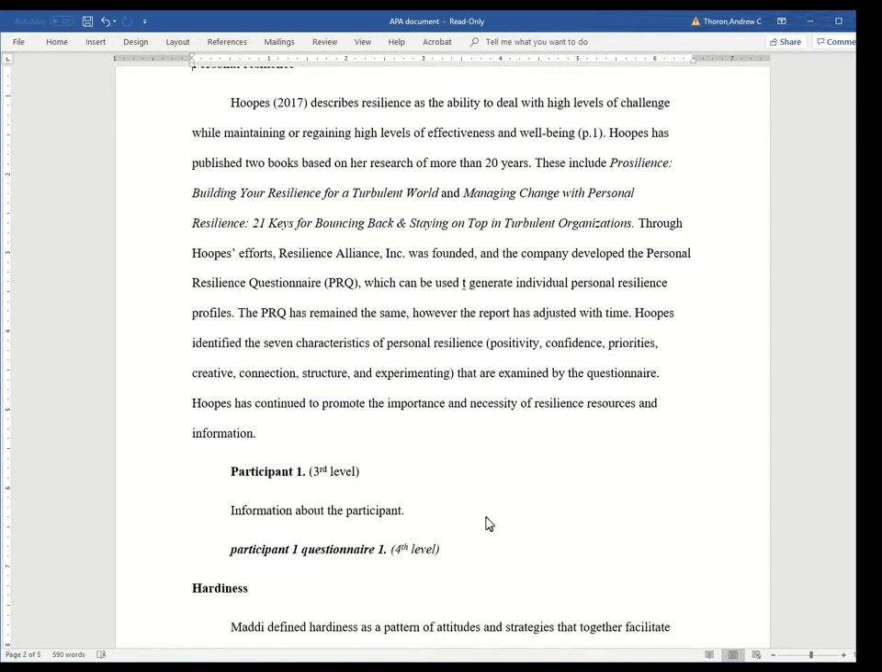Then you would have information about the participant. And then if you want to go even more specific, you can have fourth level headings. Within fourth level headings, no words are capitalized. It's indented. It is bold-faced, italicized, and there's a period at the end.